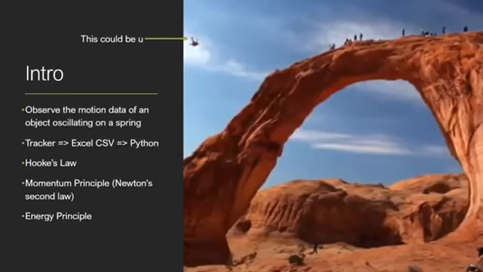We were given a video of a mass oscillating on a rope and are asked to analyze its motion as a mass spring system. In order to do this, we'll use Newton's second law, the energy principle, and Hooke's law as our fundamental physics principles, and use the software Tracker to extract our data, Excel CSV to convert into a readable format, and VPython to create a computational model of its motion.